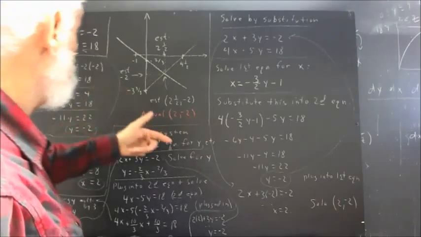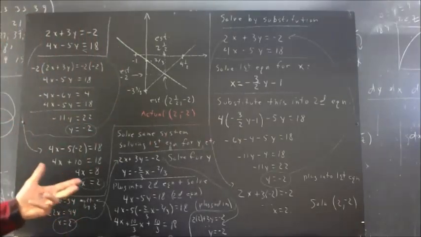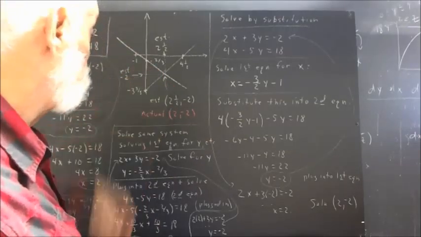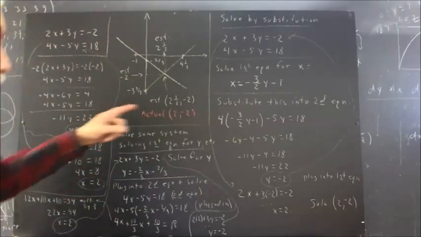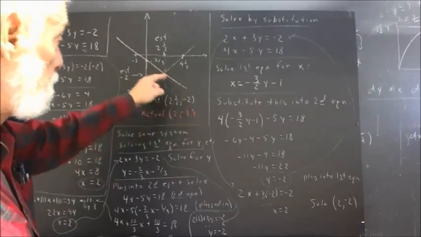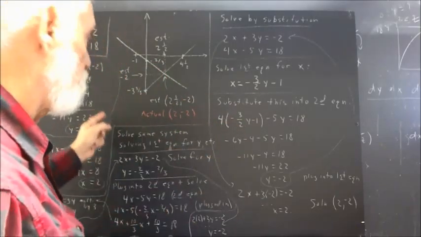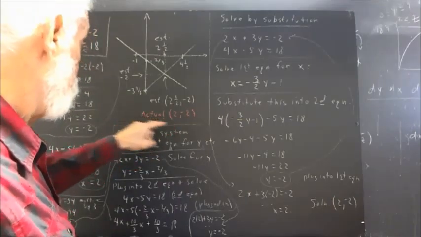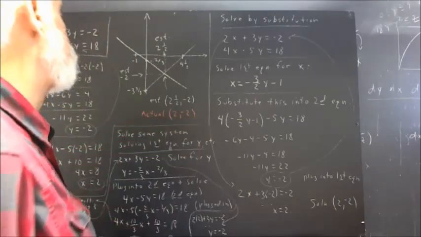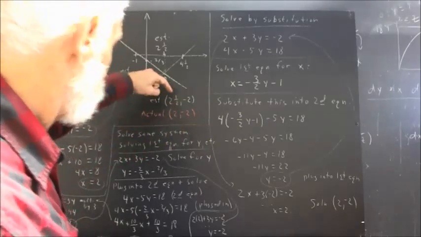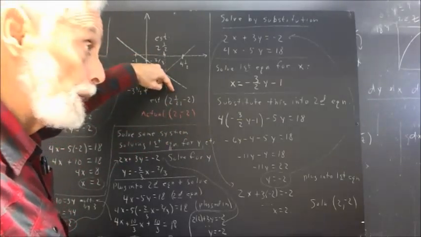The lines aren't parallel. They have different slopes. Any two lines that have different slopes are going to intersect, so these lines will intersect at a point. We estimate that point to be (2.5, -2). Now, we're going to calculate in a minute that the actual value is (2, -2). But that's going to compare pretty well with our estimate.